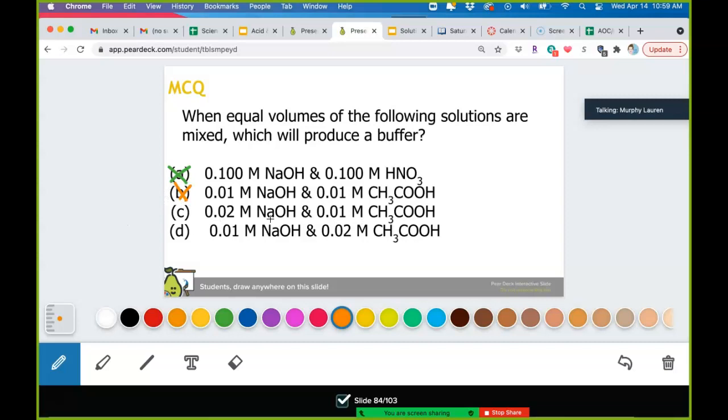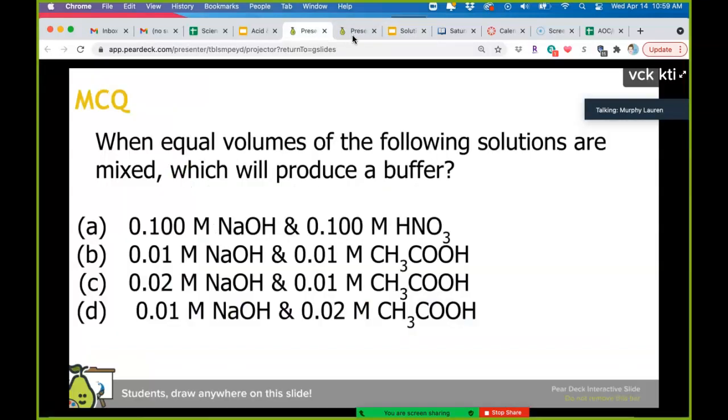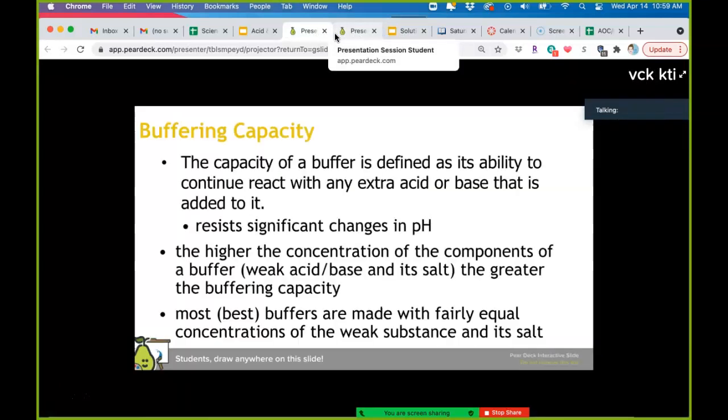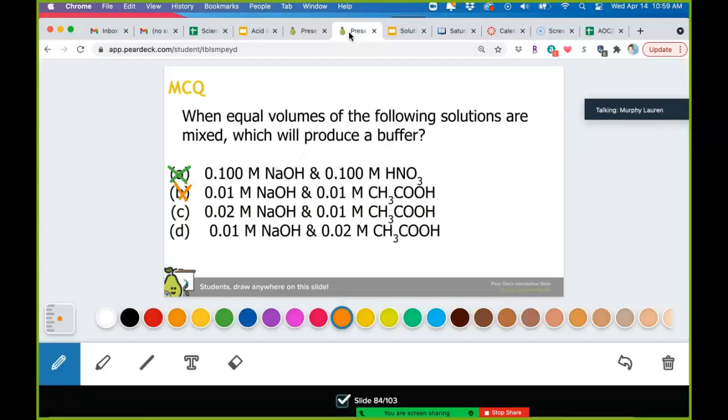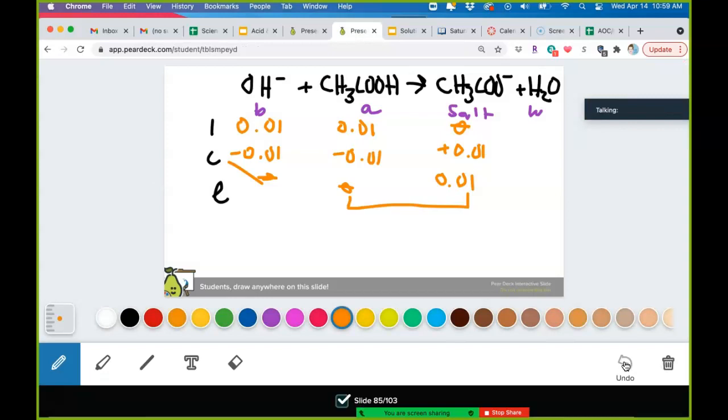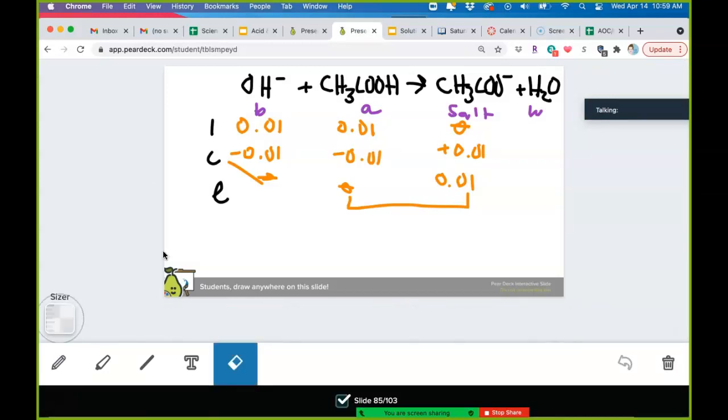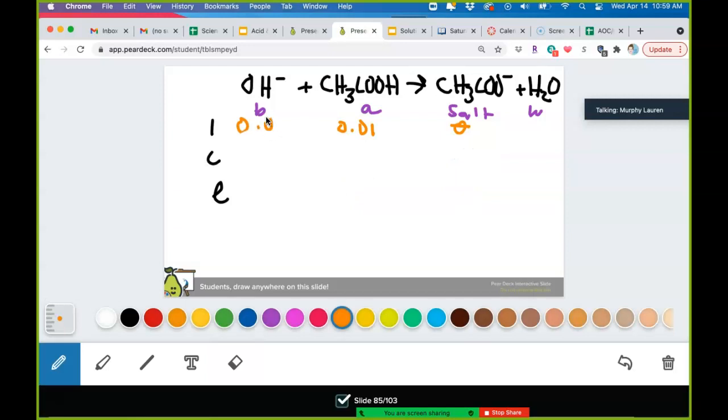All right, new concentrations, 0.02 and 0.01. So let's go back to that. So the base changed to 0.02, and the acid stayed as 0.01, no salt in the beginning. So it looks like the acid is still the limiting reactant, because you have the least amount of it.